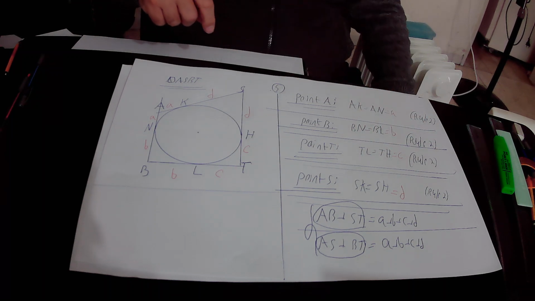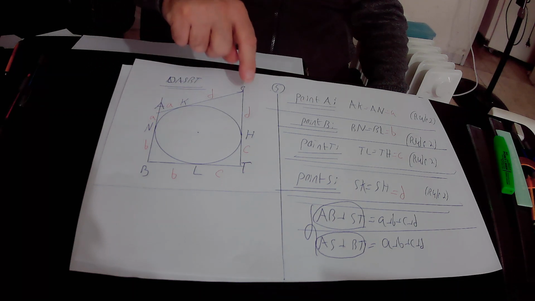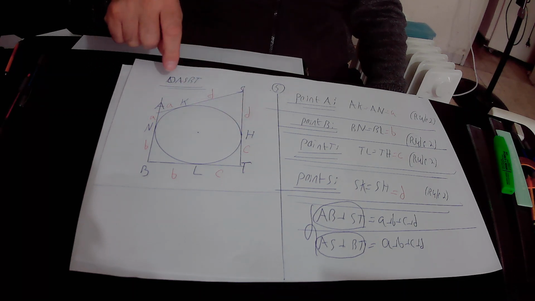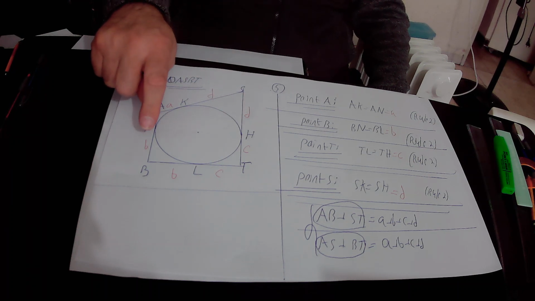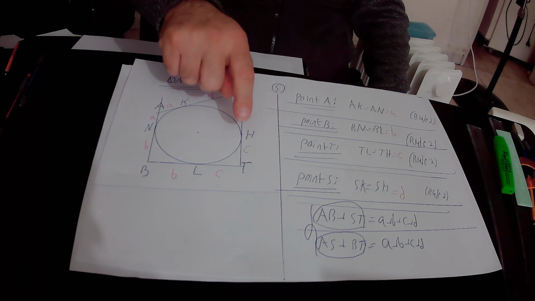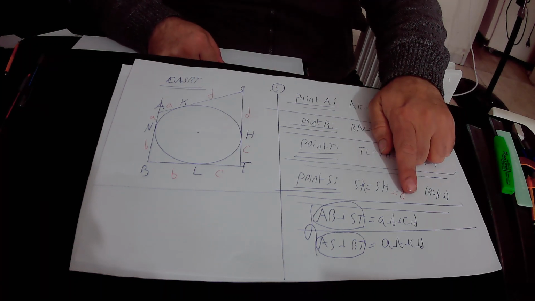Then we add side AB to the opposite side ST. What is the length of AB plus ST? AB is A plus B and ST is C plus D. So in total, AB plus ST equals A plus B plus C plus D.